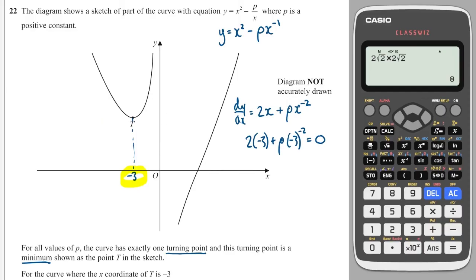Right, so 2 times minus 3 is minus 6. P, and then minus 3 to the minus 2. Well, if you're not sure, you can put it into your calculator. But that is going to give us 1/9. So minus 6 plus p times by 1/9 is equal to 0.